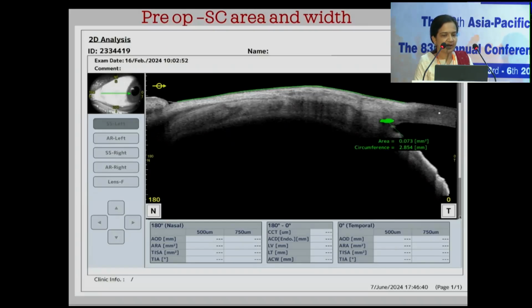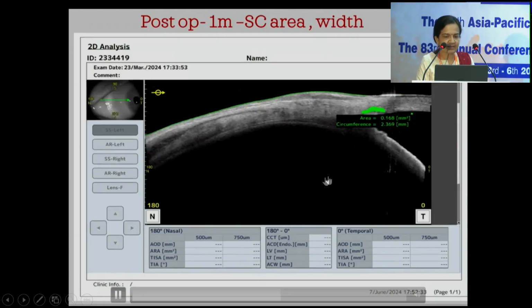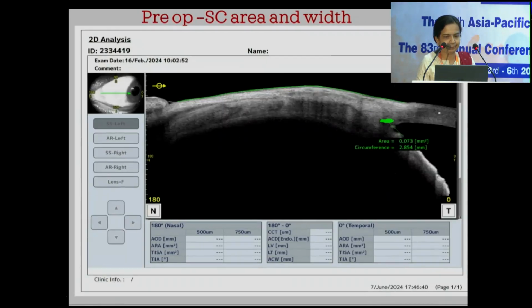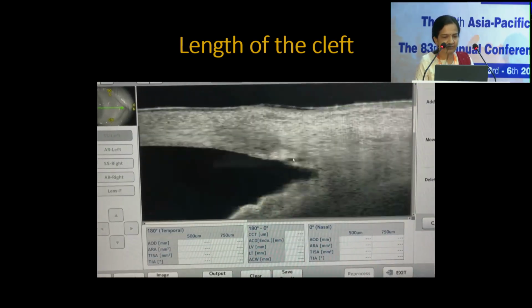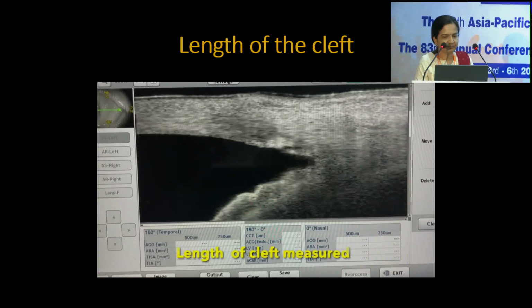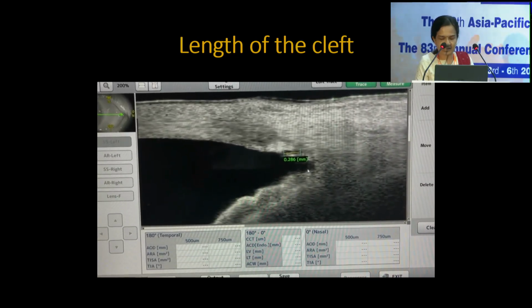So this can be utilized for pre-op as well as post-op assessment, and you can see the changes in the Schlemm's canal area and the circumference, how beautifully it has increased after the minimally invasive glaucoma surgery. So this may be one way to assess the impact of MIGS pre and post surgery. Another thing that we can do is measure the length of the cleft. Whether the cleft is closed, whether the cleft is scarred, all these things can be well and clearly seen with the high definition swept source ASOCT.